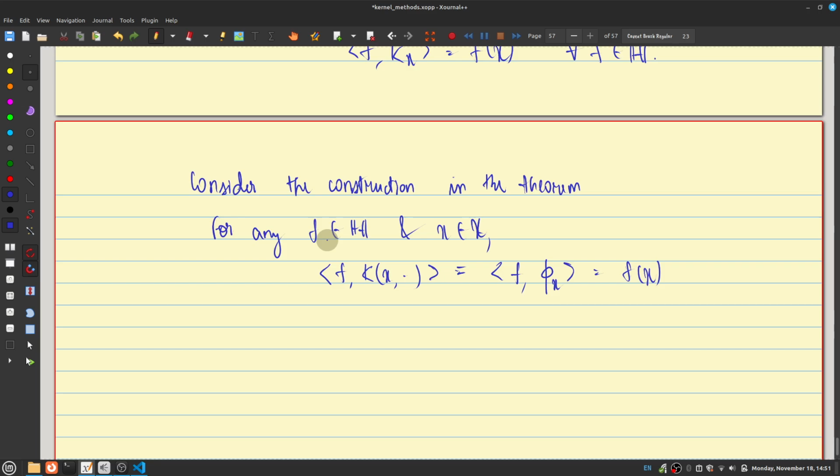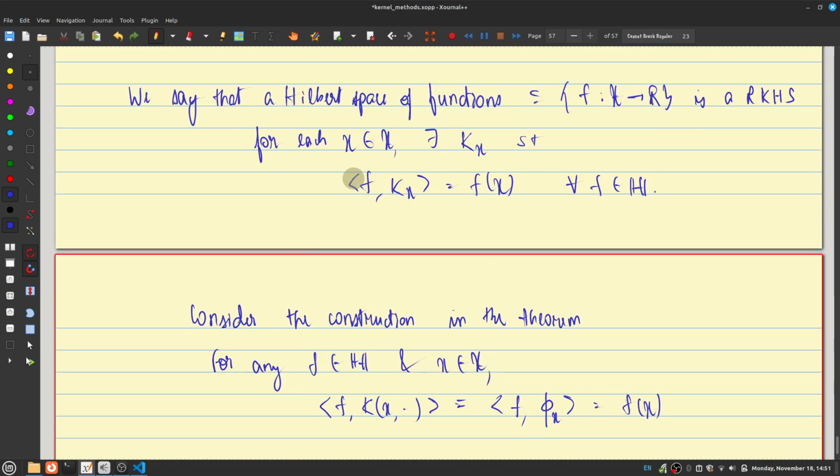Again, it may not be explicit. It means we need to come up with a function with that property. For every x, you have to find a function k_x such that the inner product with f may be equal to f of x. In some cases, it may be easy to find such a k_x. Sometimes it may not.